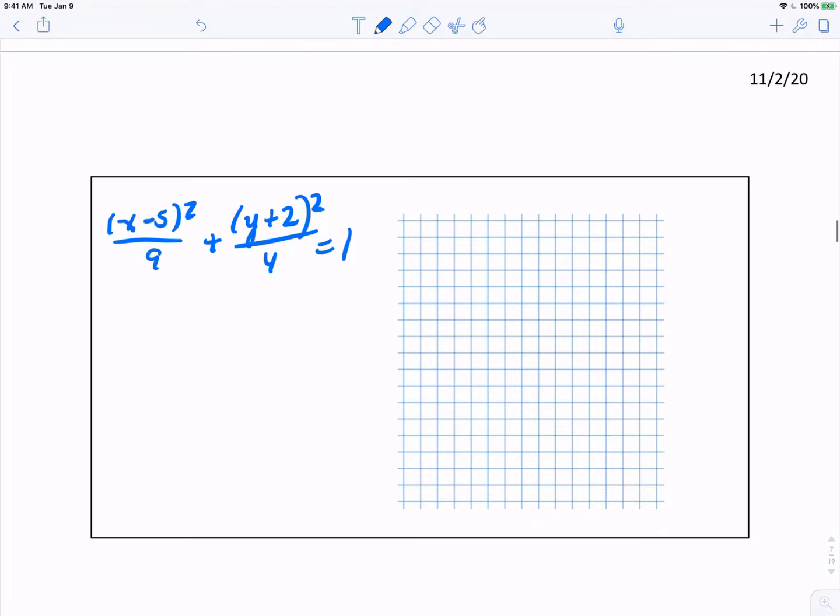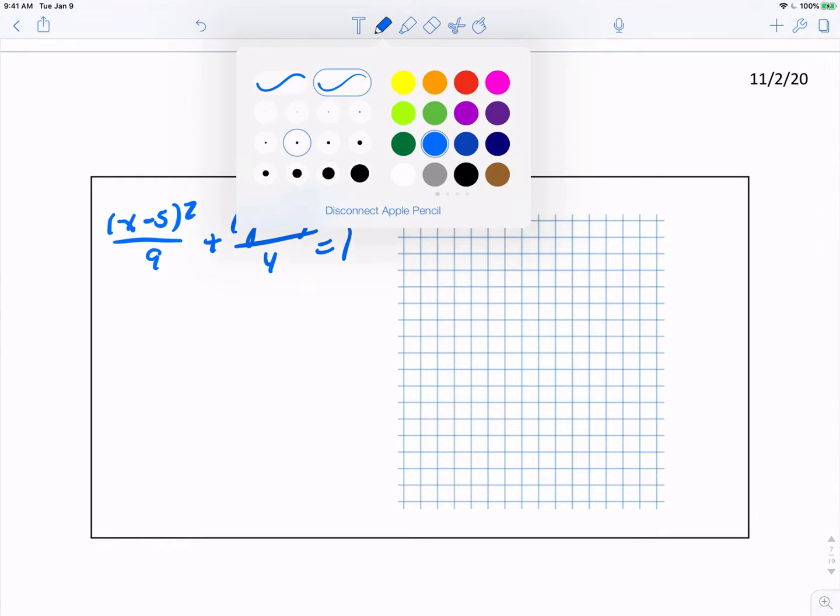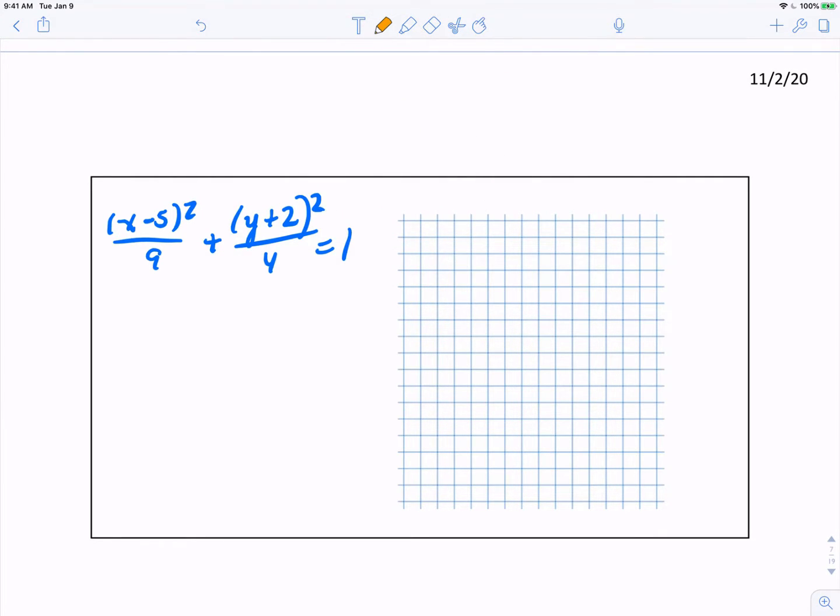I'll help you get started, and then I'm going to have you finish it yourself. So the axis, I'm just trying to make an axis so I think it'll fit on the graph. Let's see if this one will work. Okay, so I know that the center, what are we subtracting from x? 5.